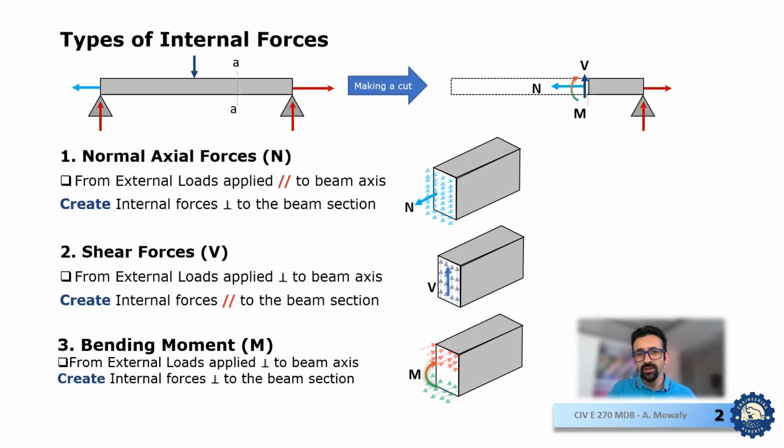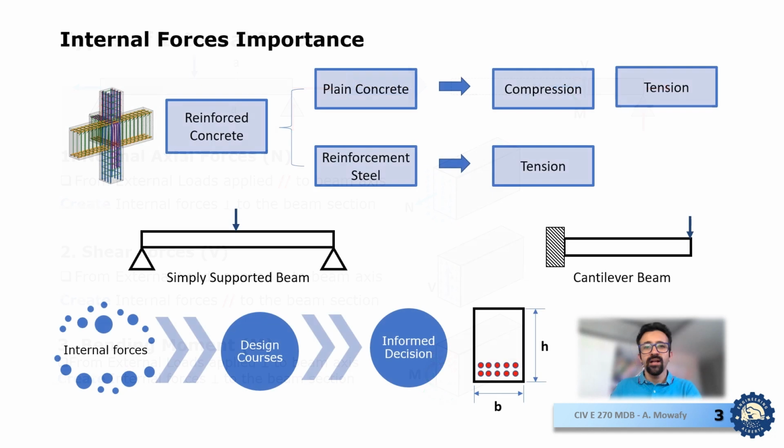So in conclusion, we have three main types of internal forces. Now, someone might ask, what is the importance of bending moment? You told us it's crucial for taking informed decisions. So let's have this example to see how we could take those informed decisions.